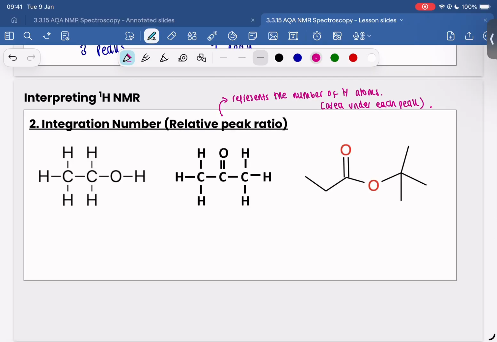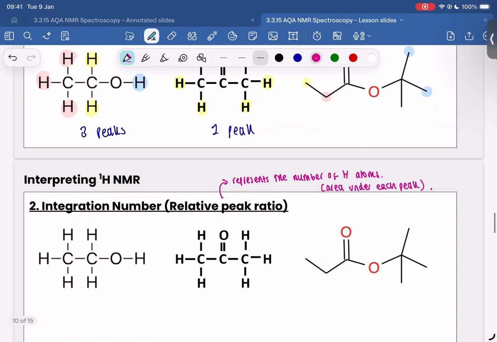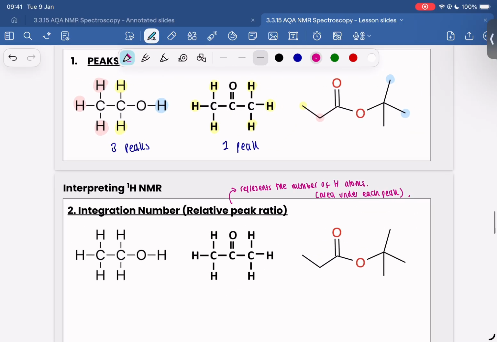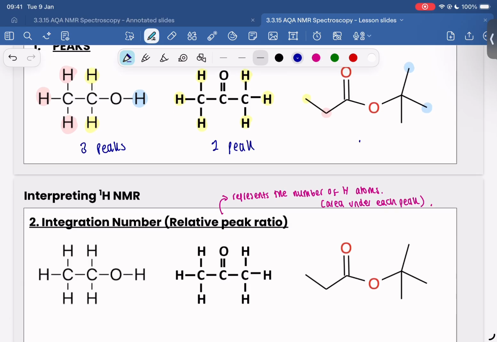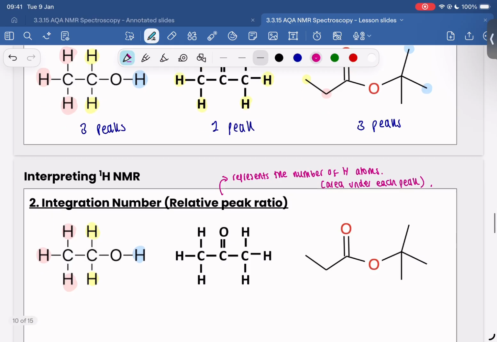So I've got exactly the same molecules as we looked at in the previous slide here. I'm just going to do this so that you can see both the peaks and the integration number that we're going to calculate below. So I'm going to quickly highlight them again. This is you counting the number of hydrogen atoms. So this ratio is going to be 3 to 2 to 1, because you've got 3 hydrogen atoms in one peak, two hydrogen atoms in another peak, and 1 hydrogen atom in another peak. So that's going to be that ratio.